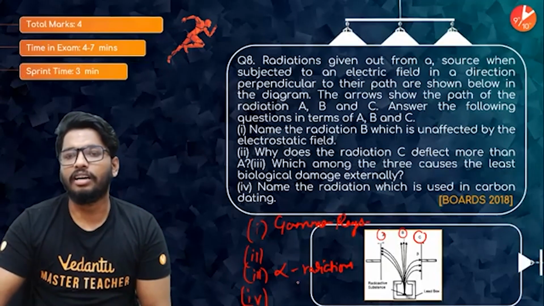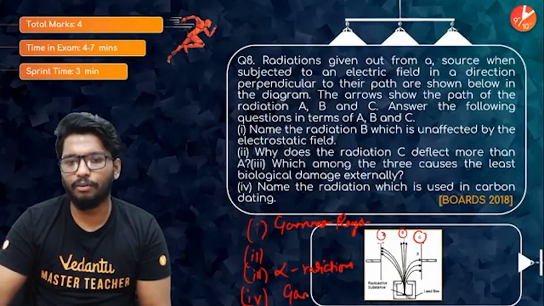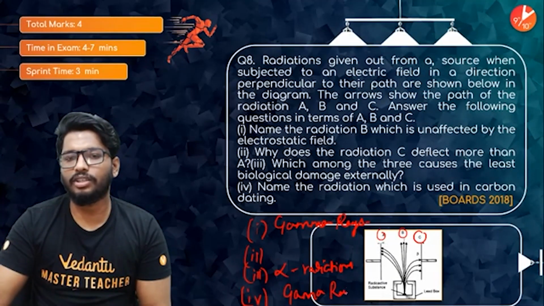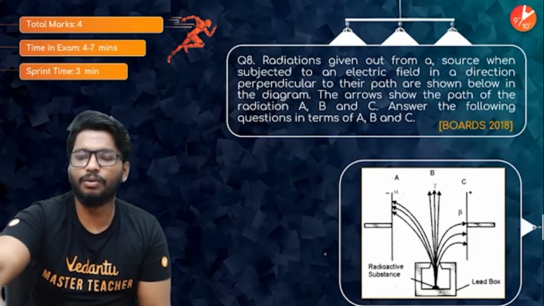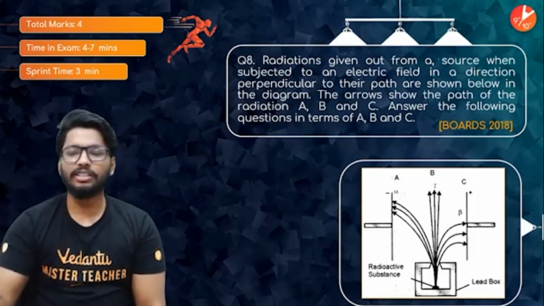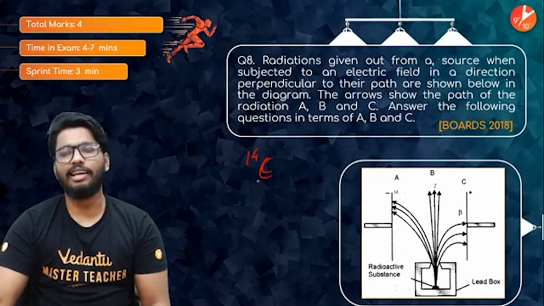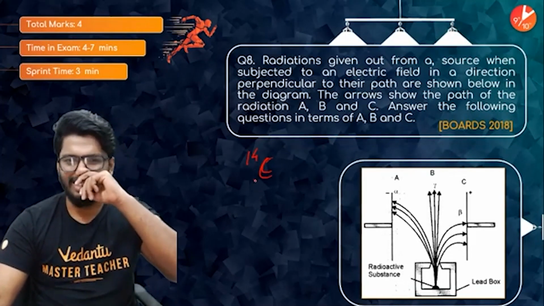For carbon dating, the radiation that is used, I believe, is gamma rays again. Gamma rays is what is used in carbon dating. Now if you're asked to write the equation for that, it's carbon-14 that we use for this, and the atomic number of carbon is 6.